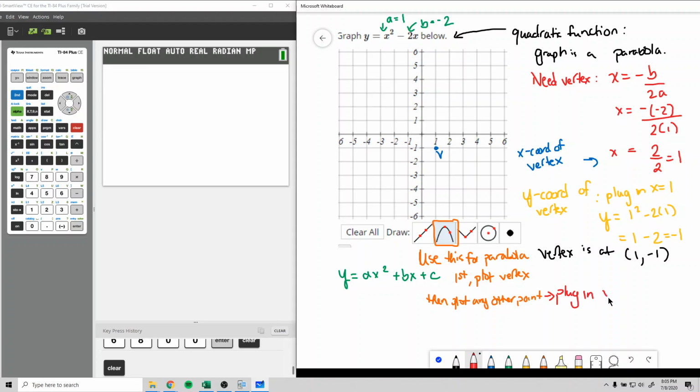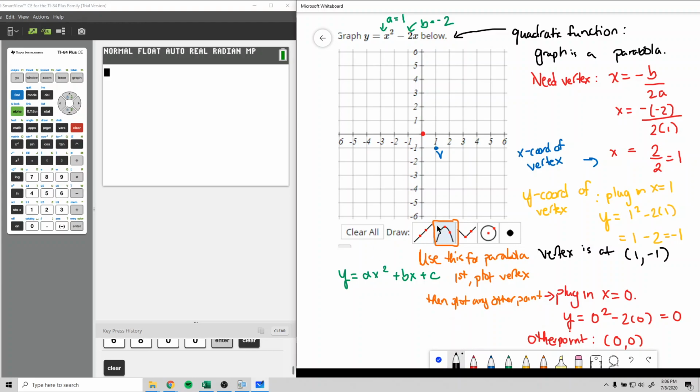So I'm just going to use x equals 0 because that's the easiest thing to do. But if your vertex is at x equals 0, then you can't use 0. So we get y equals 0 squared minus 2 times 0, which is 0 itself. So the other point we're going to plot is x is 0 and y is 0, which is our origin.